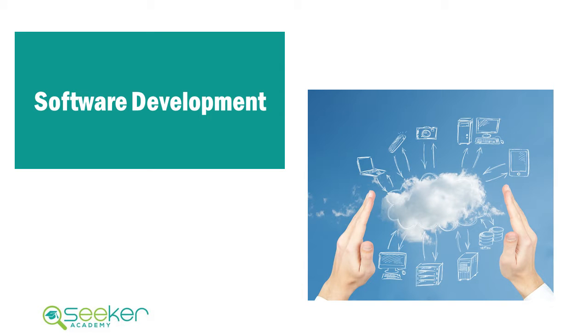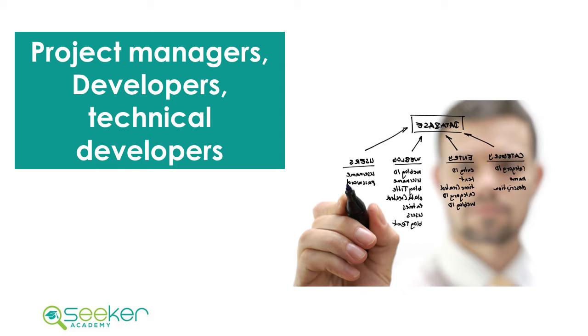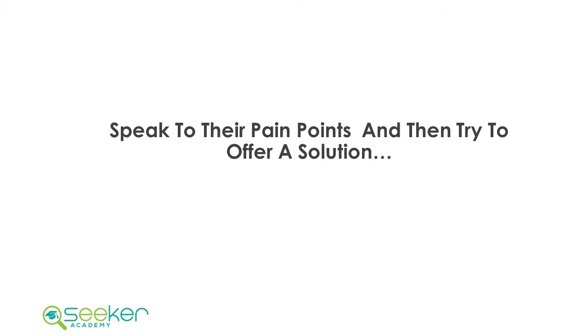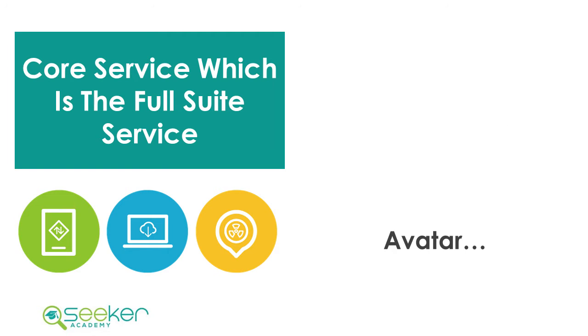Now, in my niche, which is software development, there are many different titles. You've got project managers, developers, technical managers, so many. But if I was creating a lead magnet, I wouldn't just call out software developers. I'd create a lead magnet that only talks to a section of that market. Then I'll create another lead magnet that talks to another section. For example, I'll call out project managers. I will speak to project managers because I want to be able to solve a specific problem. Project managers are trying to become program managers. They're trying to get to that level. So I'll try to speak to their pain point and then offer a solution. Something quick and consumable. This way, I move them towards the core service, which is the full suite service.